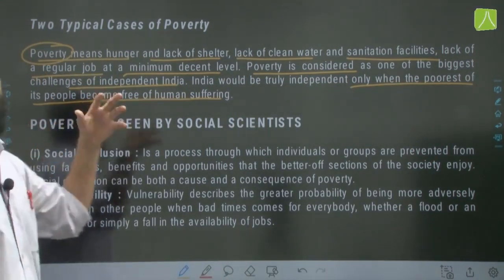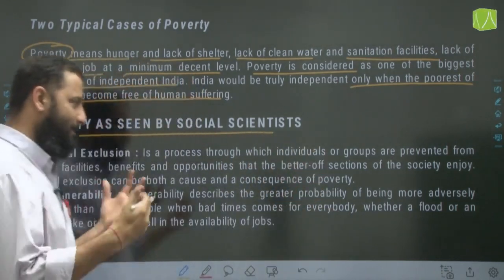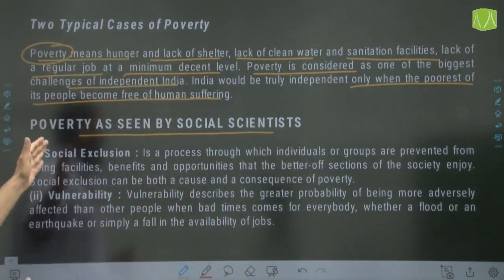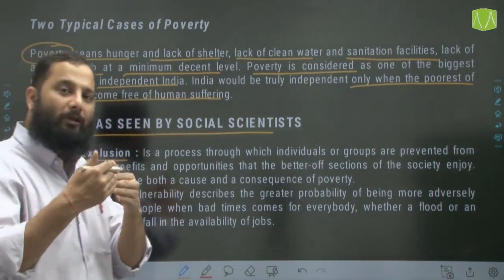Now poverty as seen by social scientists. Social scientists poverty को किस नजरिए से देखते हैं? सबसे पहला पॉइंट आता है यहाँ पे सोशल एक्सक्लूजन. अब सोशल एक्सक्लूजन क्या होता है? That is, these people are socially excluded.